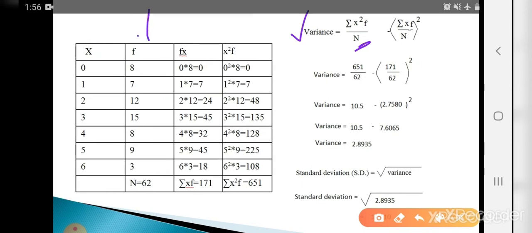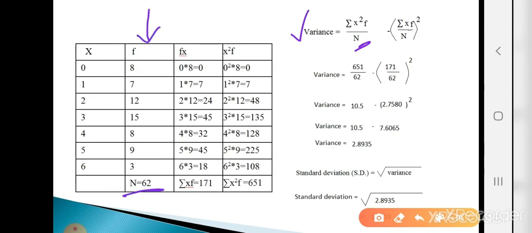So the total of the frequency column is 62. So here the capital N value is 62. Now we need summation x square into f and summation x into f for calculating the value of variance. So first make the column x into f, or f into x, and then x square into f. What is meant by f into x? It means just multiply the f value to the corresponding value of x.